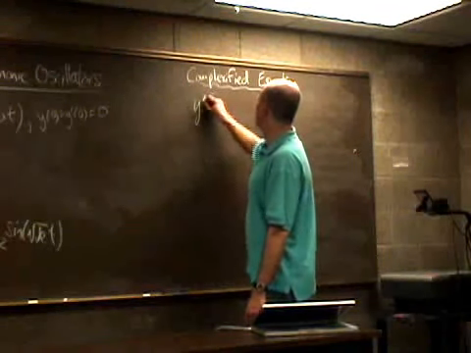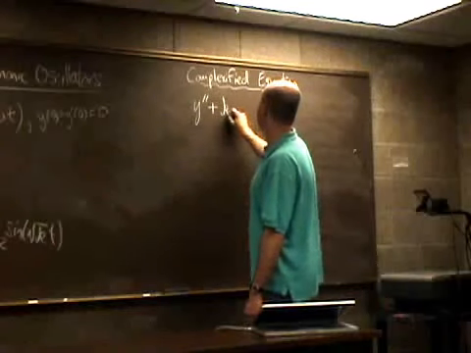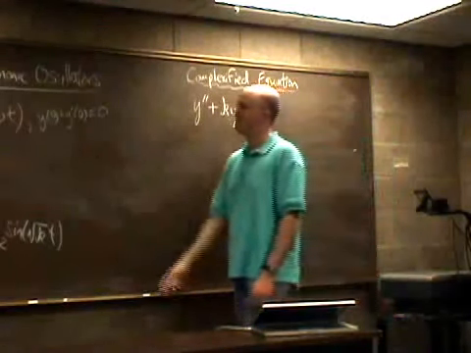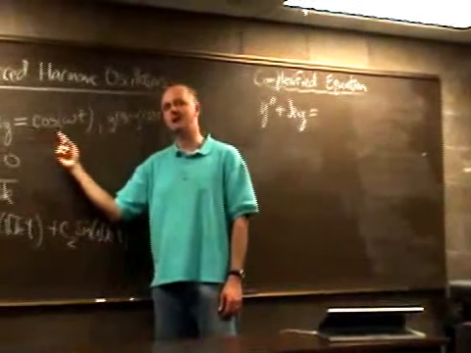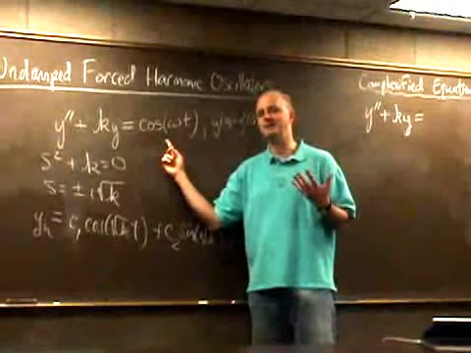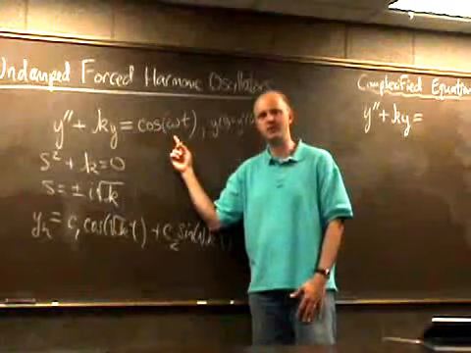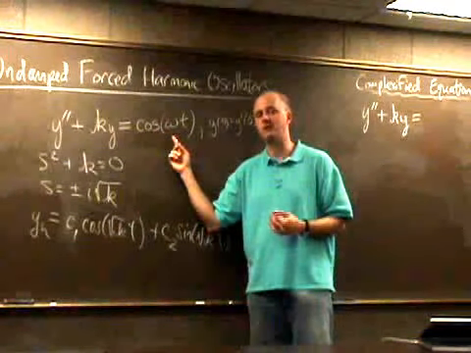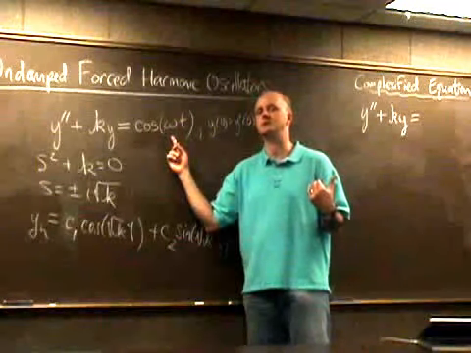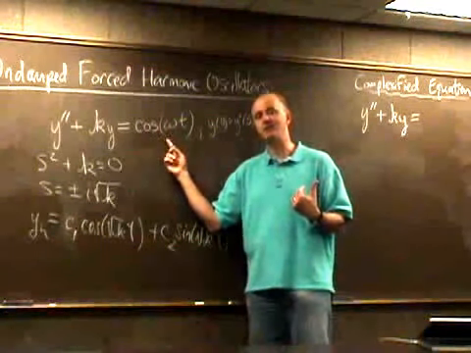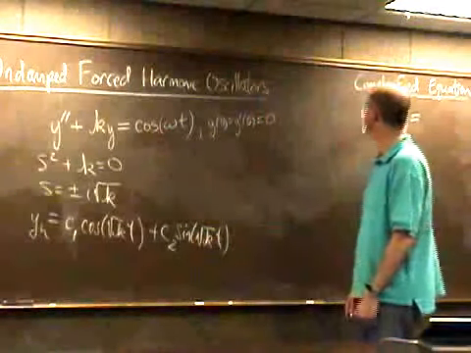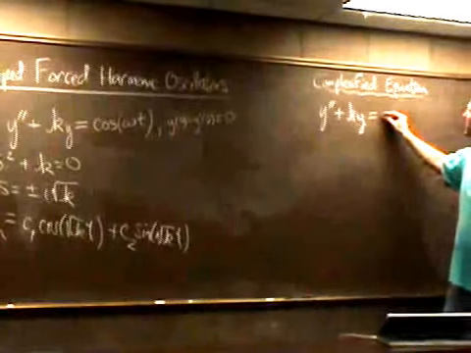So what is the complexified equation? It's the same left-hand side, but the right-hand side, if you've got a cosine of omega t or a sine of omega t over here, will be e to the I omega t. So this original right-hand side would be the real part of that new right-hand side for this new complexified equation. If I have a sine of omega t here, that would be the imaginary part of the right-hand side of the new complexified equation.